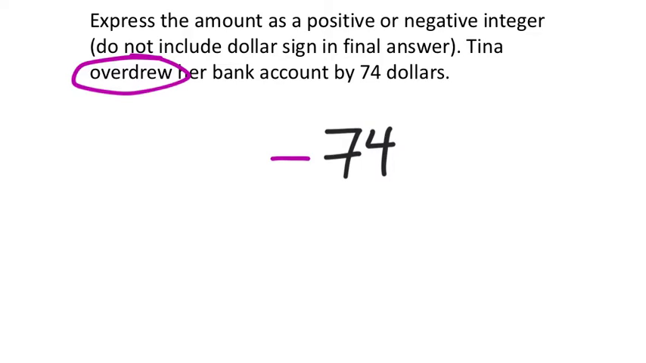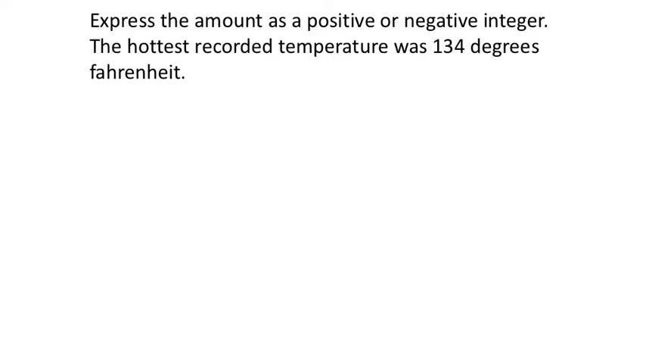74, but negative 74 because it was overdrawn. And again, that may be some vocabulary that you're not familiar with, but you'll find out pretty quick on the assignment which is which. Express the amount as a positive or negative integer.